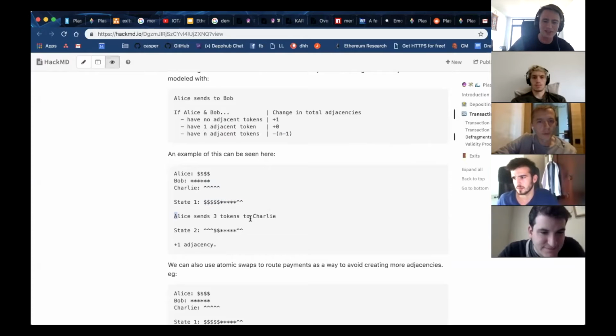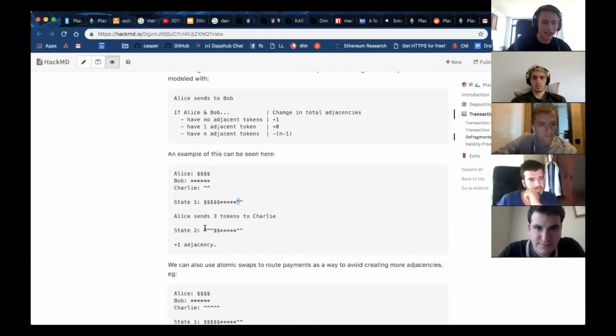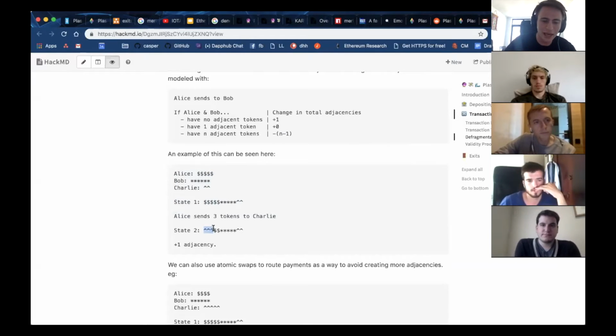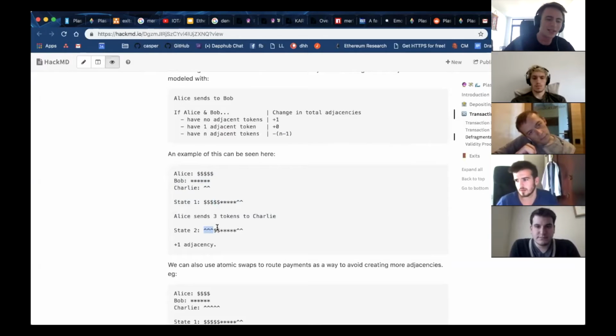Then Alice wants to send three coins to Charlie, but notice that Alice, represented by these dollar signs, doesn't actually have any adjacencies with Charlie directly. So Alice is going to have to convert these three coins into Charlie's coins. Now there is one new adjacency, which makes exiting these coins slightly more costly than it would have been to exit all of these coins at the same time. And so we end up with plus one adjacency.